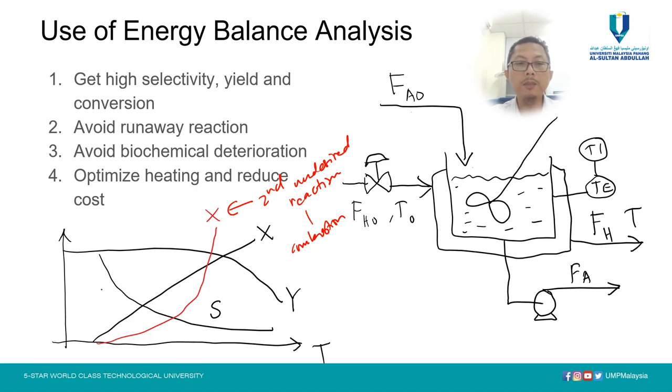The selectivity normally decreases with the temperature because of the side reaction. Similarly, the yield also decreases with the increase of the temperature. So in reaction engineering, we have to fine tune between conversion and the yield because of this phenomenon. So this is a simple structure of a temperature controller for a reactor.